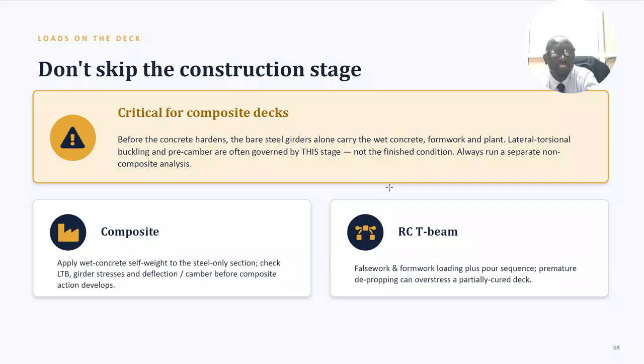Loads on the deck. Don't skip the construction stage. Very important. The steel composite also has 2 stages, and reinforced concrete precast sections or precast members also have construction stages, unless you are doing reinforced concrete on props. Before the concrete hardens, the bare steel girders alone carry the weight of concrete, formwork, and plant, including the construction loading. Lateral torsional buckling and precamber are often governed by this stage, not the finished condition.